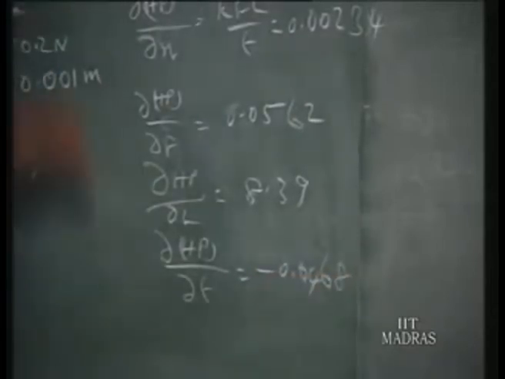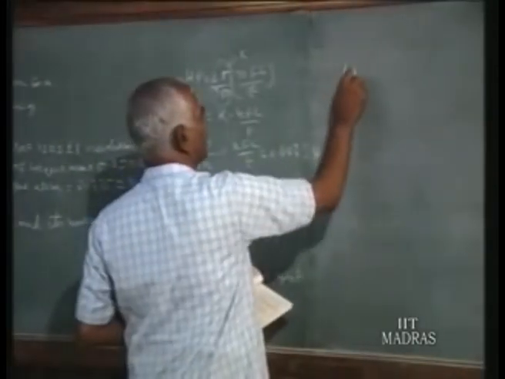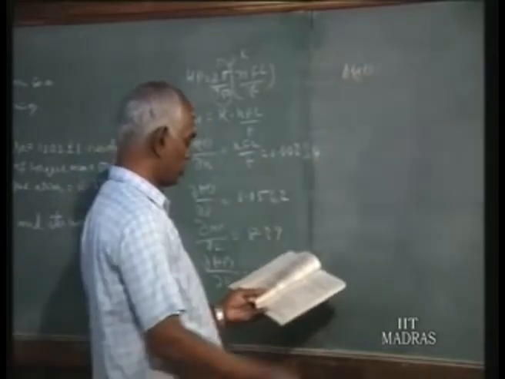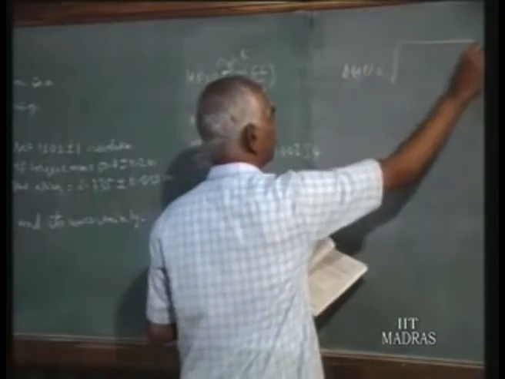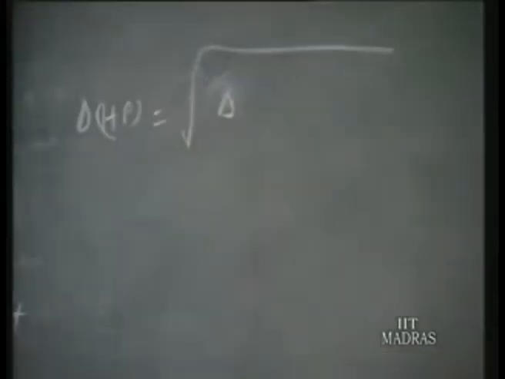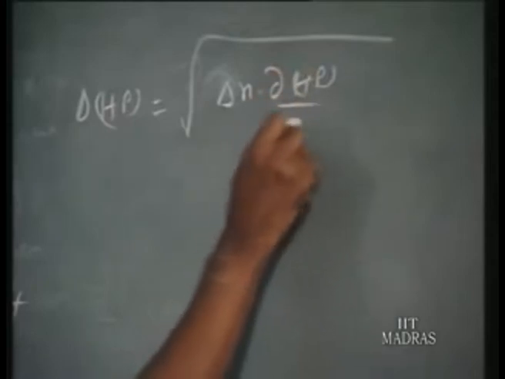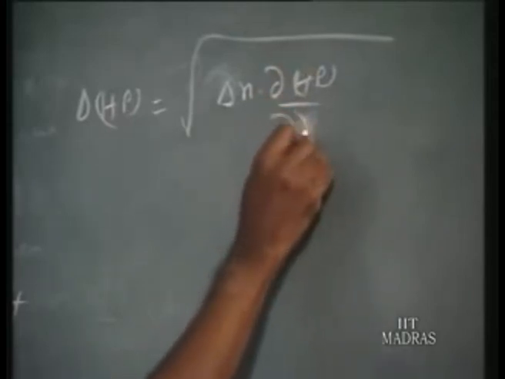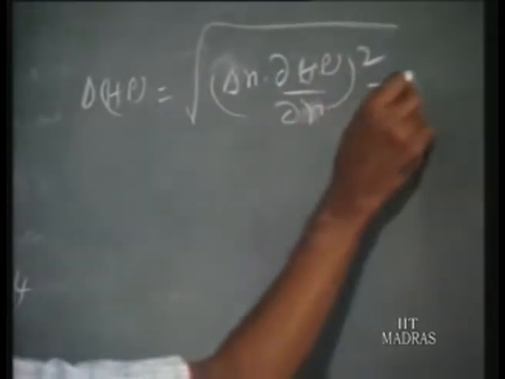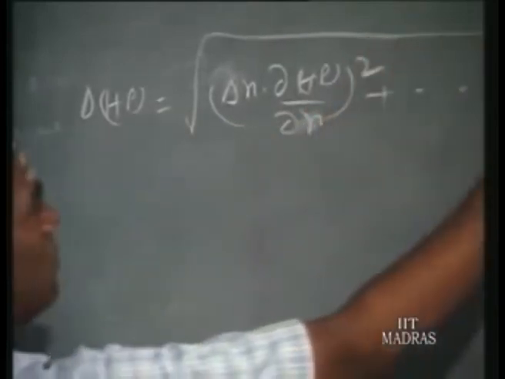So, we have found out the partial derivatives. Now, we are going to find out delta Hp, that is the error in the horsepower computation, which is equal to the root of, we know, delta x1, that is delta n, and dou Hp by dou n, whole squared, for the RPM measurement. Similarly, we have to write it for all the 4 quantities.